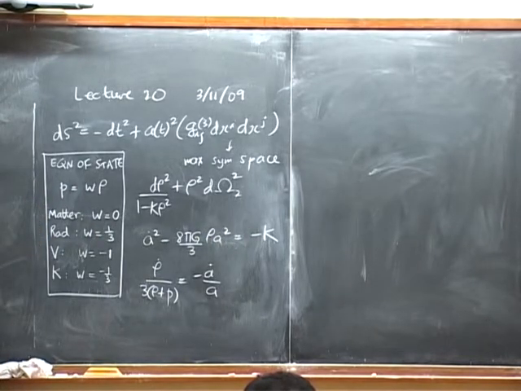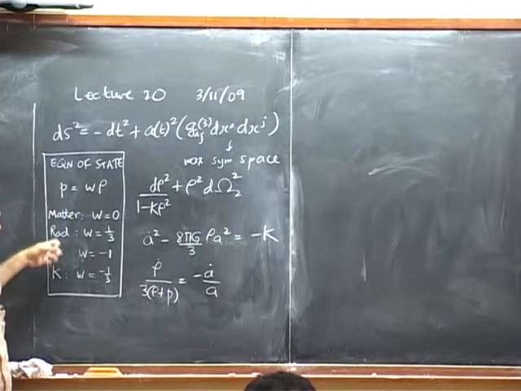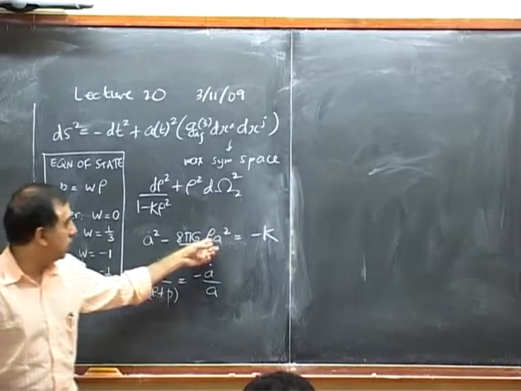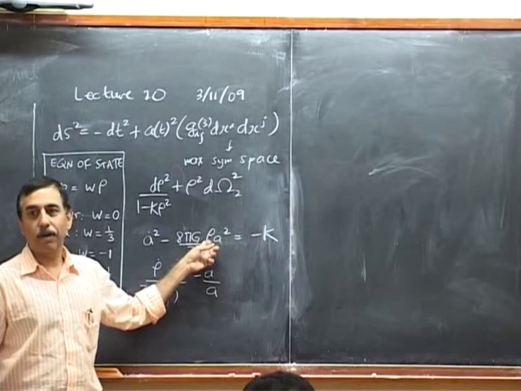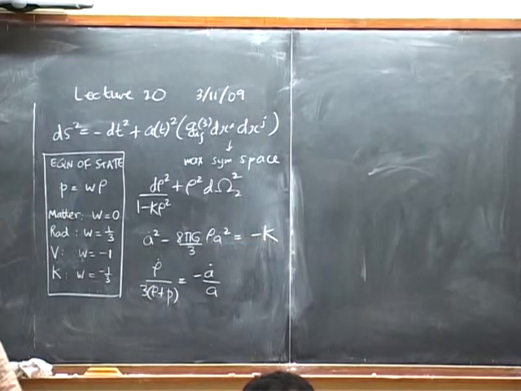But I emphasize again, it's very easy to make a mistake by saying that among the contributions to this rho, there is matter, radiation, vacuum energy and curvature. In this equation, only 3 contributions are there to rho and the 4th one is written out for you. You have to be careful about this. Okay, good.